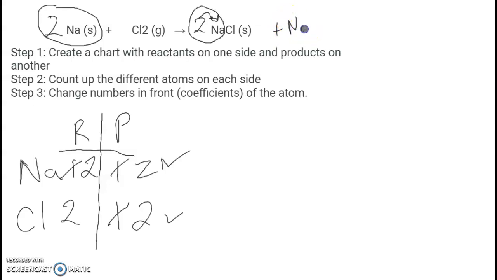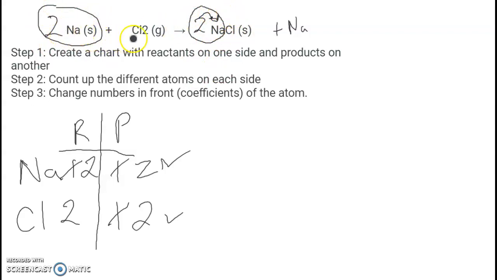You're going to learn more about that in stoichiometry in grade 11. But for now, just know that you need the same number of atoms on this side as on this side. That is basically what we're talking about.